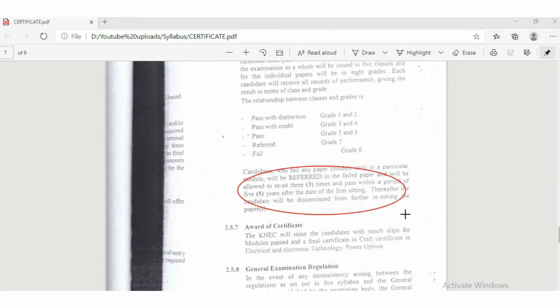So here you can also read about the grading. You can see the requirement in case a student fails one or two subjects. A candidate who fails any paper or module unit in a particular module will be referred in the failed paper and will be allowed to retake for a total of 3 times. So if you fail a unit, you can retake it a total of 3 times, after which you should have passed the unit within a period of 5 years after the date of the first sitting.